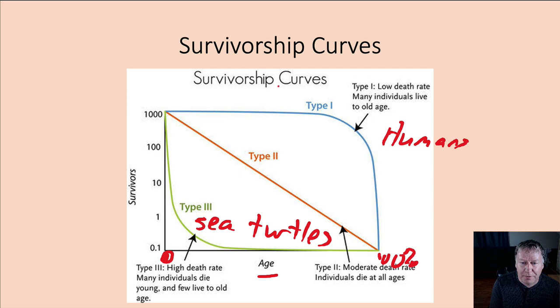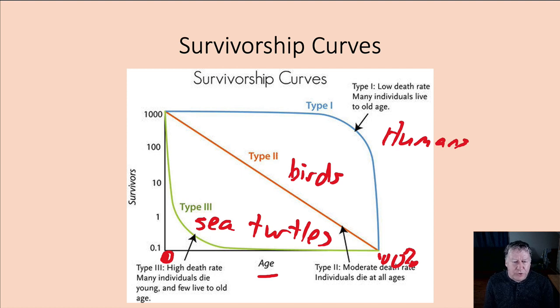Our last example, type 3, many birds fall in this category. So many birds, some of the chicks die, but a lot of them make it into adulthood. Some of them die young in adulthood, some middle age, some reach old age. So there's kind of this steady death rate.